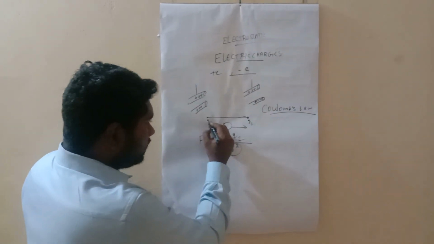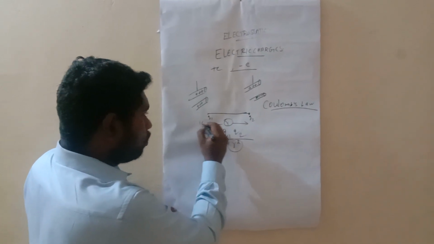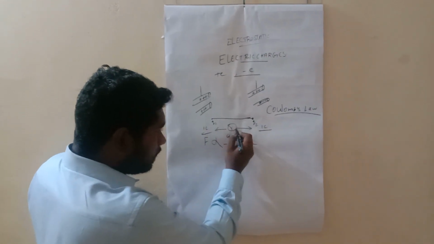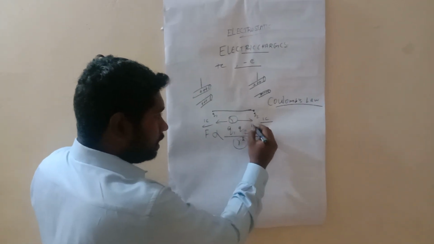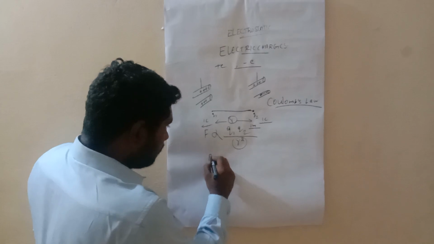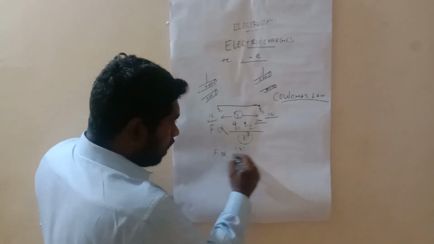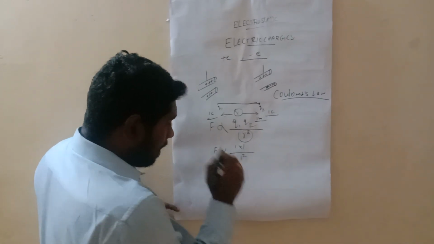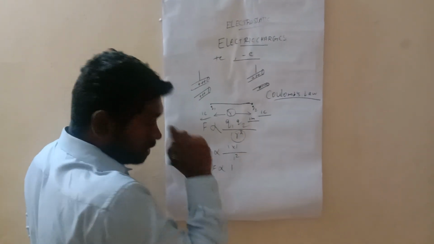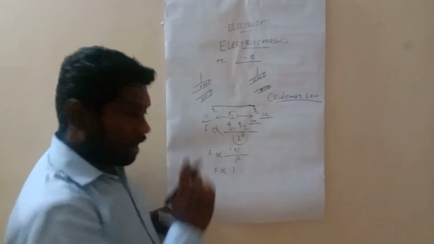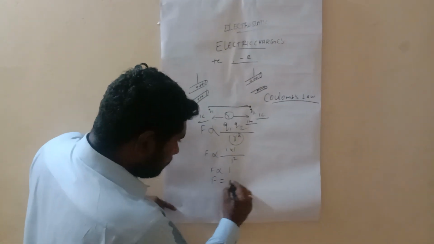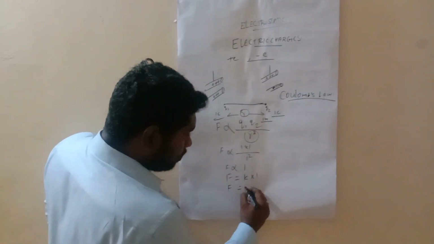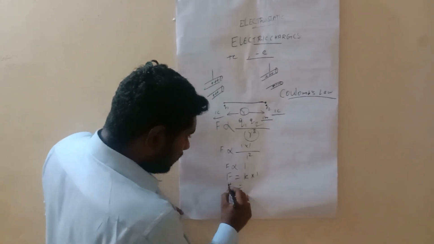Consider Q1 has 1 coulomb and Q2 has 1 coulomb, and the distance between them is 1 meter. Then it will be 1 into 1 divided by 1 squared, so F is directly proportional to 1. But this proportionality has a constant value, so we put k into 1. The k value is equal to 1 by 4 pi epsilon naught.